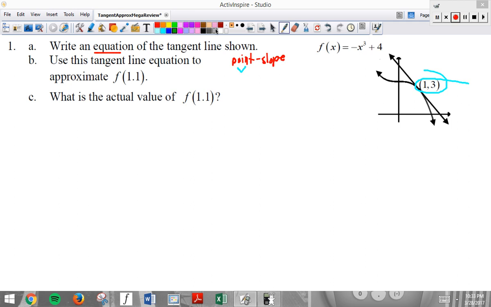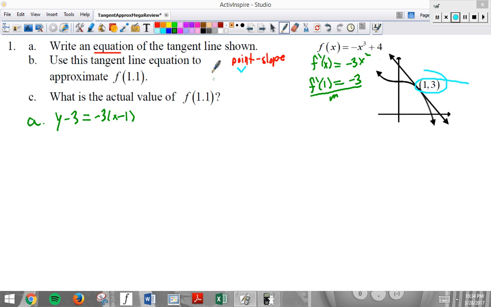What's the slope at that point? Well, I can find out what f prime of x is. 3x squared. And look how I'm labeling it, and I can find f prime of 1, which is negative 3. So that's the slope. So my answer to A would be something along the lines of this. Look how I'm using point-slope form. I'm so proud.